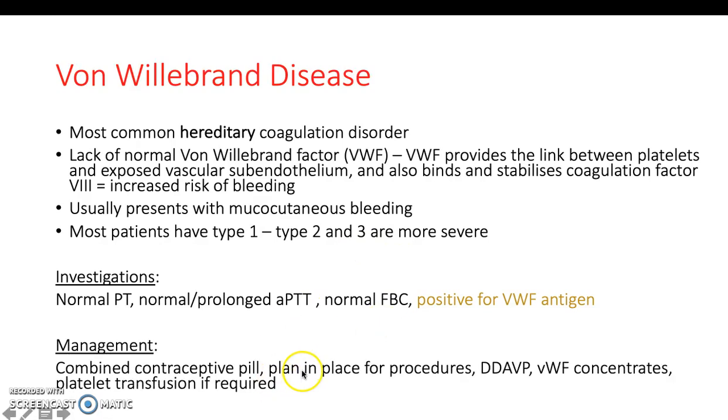And management is similar to haemophilia. The combined contraceptive pill is used to reduce bleeding and treat menorrhagia. Have a plan in place, with desmopressin mainly supplementing this lack of the von Willebrand factor. And in extreme or acute cases, where there's lots of bleeding, you'd want to do a platelet transfusion.